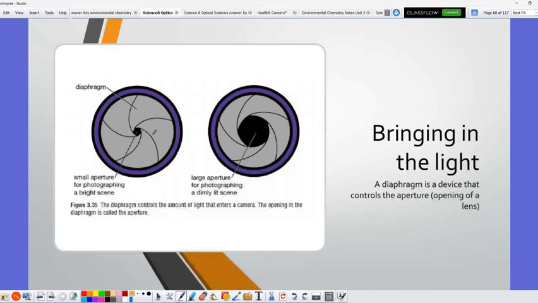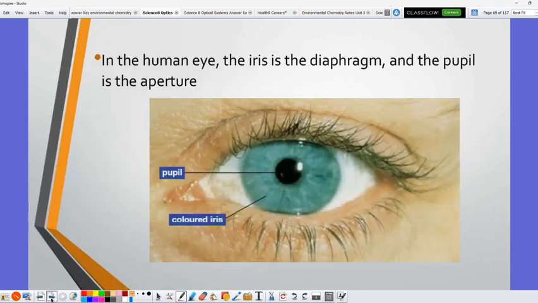And so here is the aperture. The equivalent to that is the pupil in the eye. Here's the diaphragm. The equivalent to that is the iris in our eye. In the human eye, the iris is the diaphragm and the pupil is the aperture.